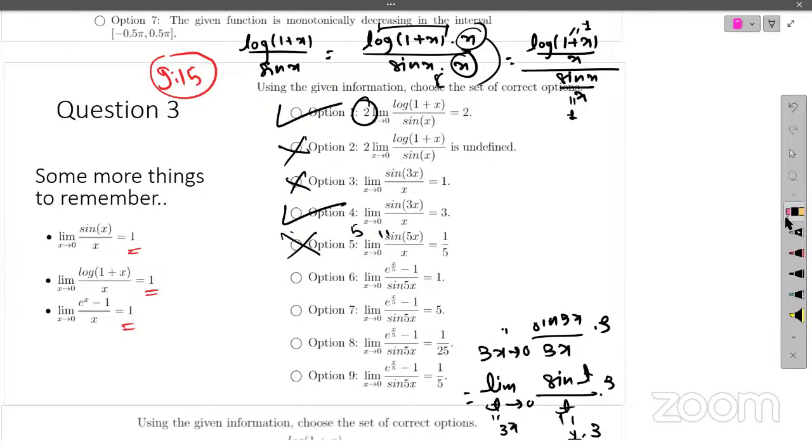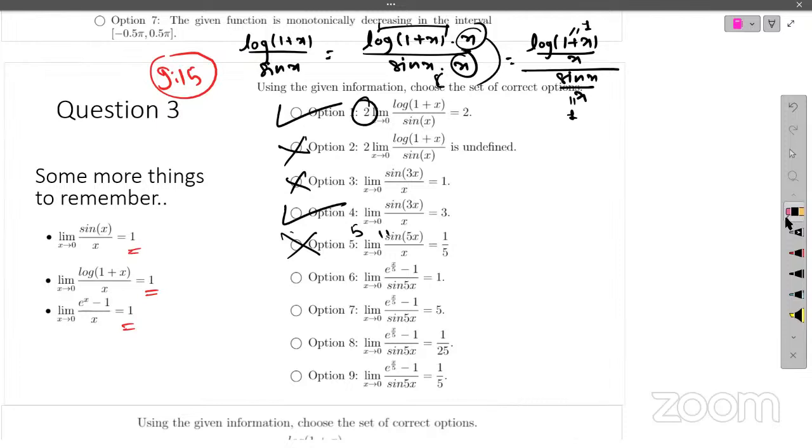Okay. You also have to take care of x going to 0, or 3x going to 0, or something else going to 0. If all those match, then we can use our known limit. So here it's written: e to the power x by 5 minus 1 upon sine of 5x.